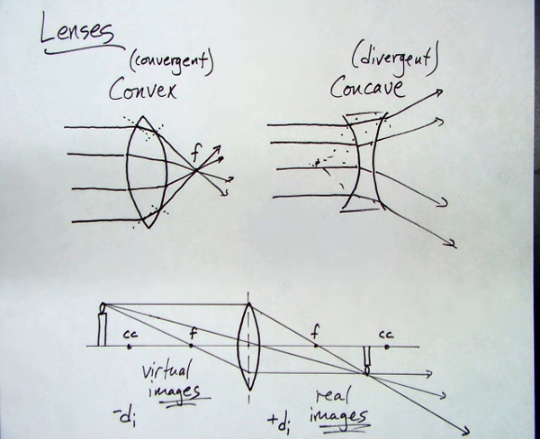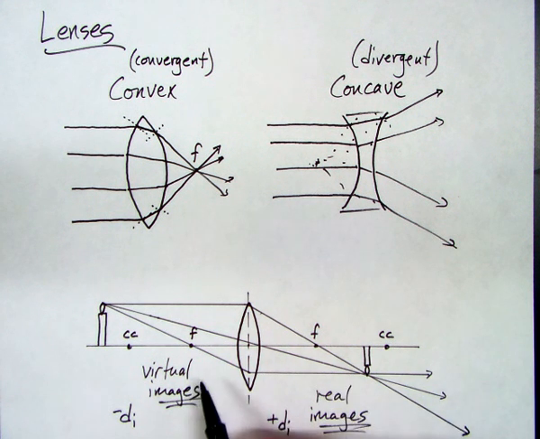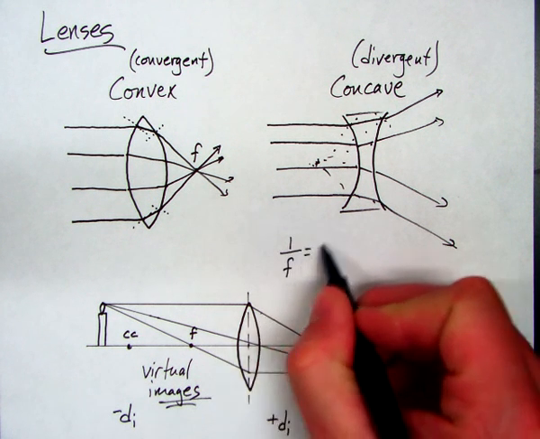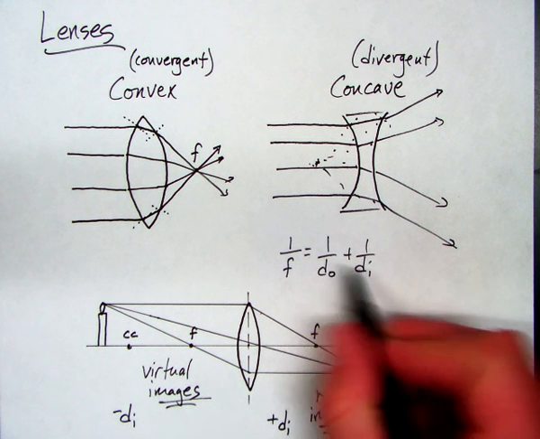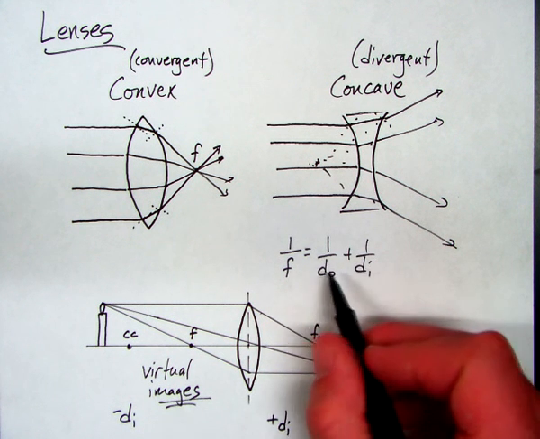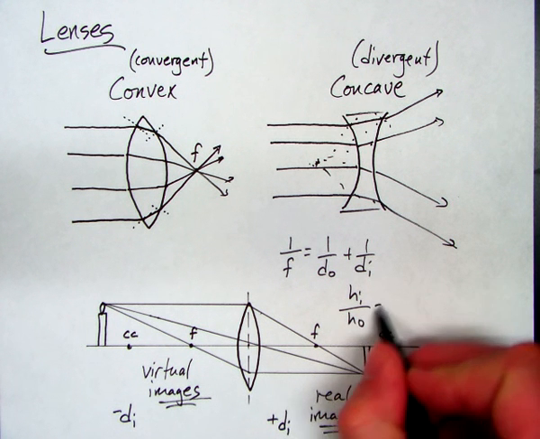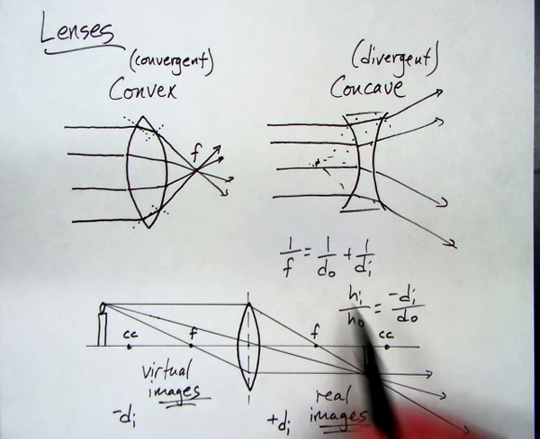And we'll see in the next video, just as this is very similar to the mirror ray diagrams, we actually use the same equations to determine where our image forms: find the DI from the DO and the focal length, and relate the height of the image and object to the distance of the image and the object. So we'll do some with these in the next video.